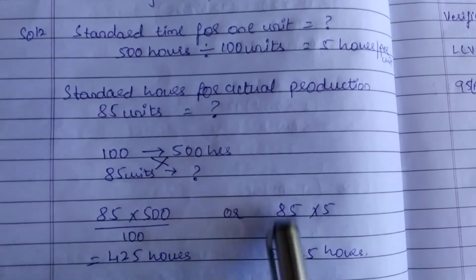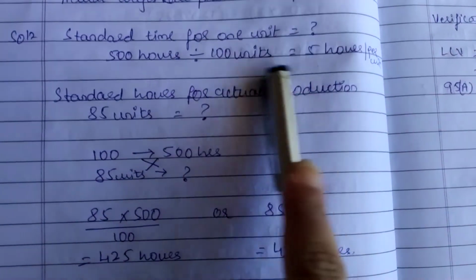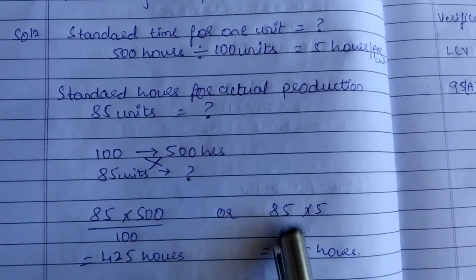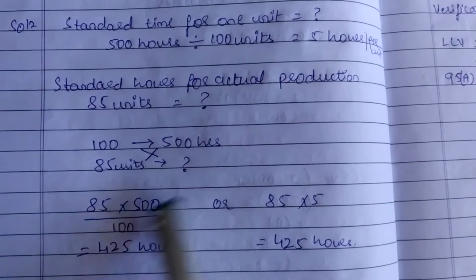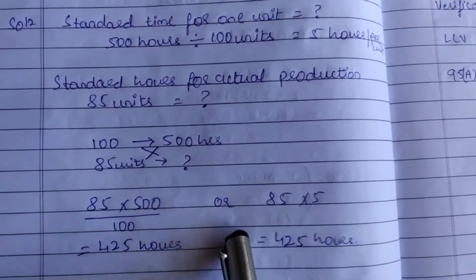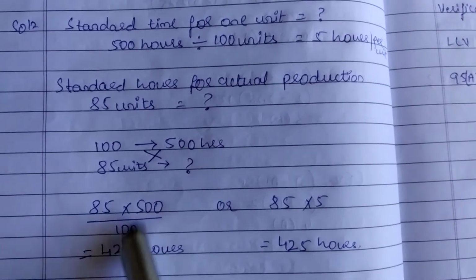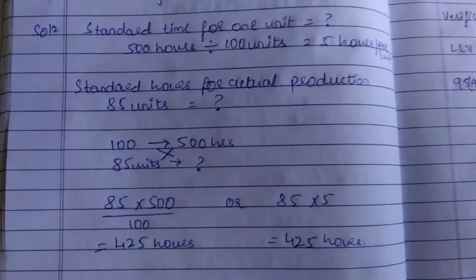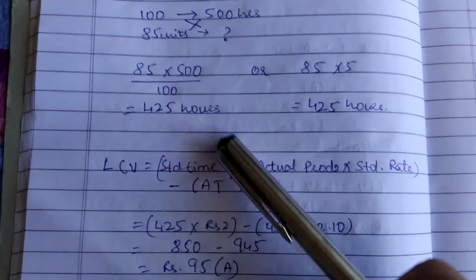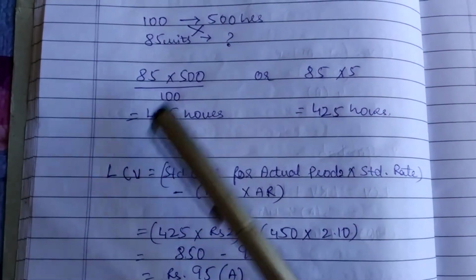Or we have already done for 1 unit how many hours they have taken: 85 into 5, it is 425 hours. Either you can do this one or this one. So the hours taken to produce 85 units is 425 hours. Now we have the time for the actual production, which is 425.